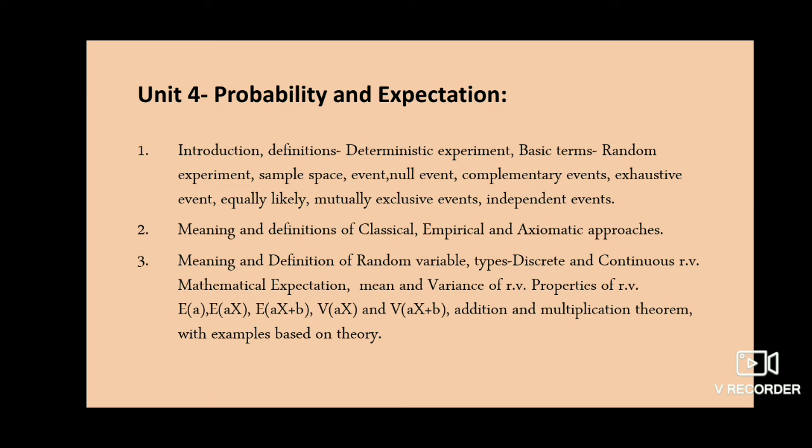meaning and definition of random variables, types, that is discrete and continuous random variables, mathematical expectation and mean variance of a random variables, properties of random variables such as what is expectation of A of x, expectation of A of x plus B, variance of A of x and variance of A of x plus B, addition and multiplication theorem with example based on the theory.